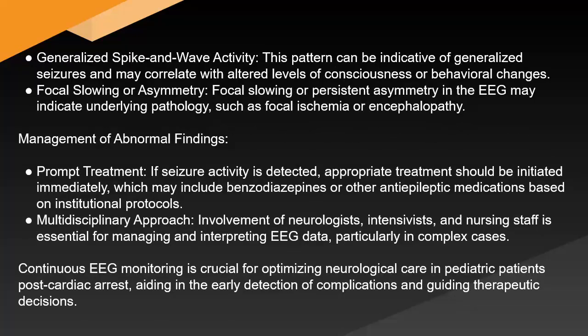Generalized spike and wave activity. This pattern can be indicative of generalized seizures and may correlate with altered levels of consciousness or behavioral changes. Focal slowing or asymmetry: focal slowing or persistent asymmetry in the EEG may indicate underlying pathology, such as focal ischemia or encephalopathy. Management of abnormal findings.